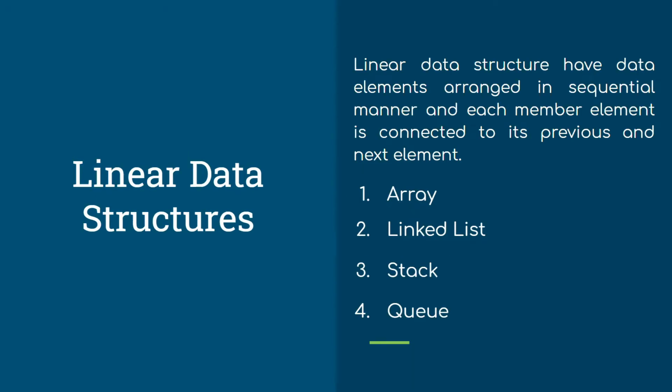Linear data structure means all the data elements are arranged in a sequential manner and each member is connected to its previous and next element. That means all the data elements, starting from A0, A1, A2 up to AN, are stored in such a manner that you can traverse them in a linear fashion, that means one after another. The examples are array, linked list, stack and queue. We'll be discussing each one of them in upcoming slides.